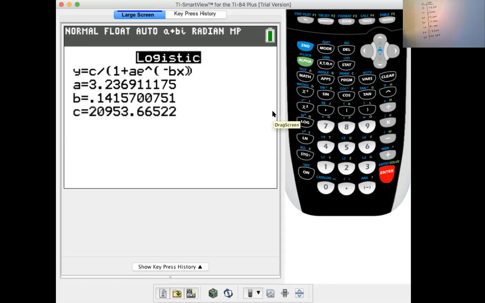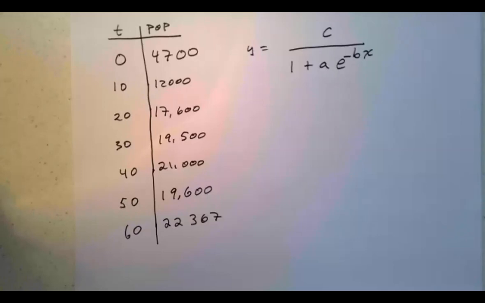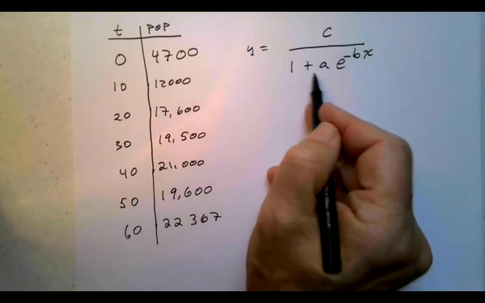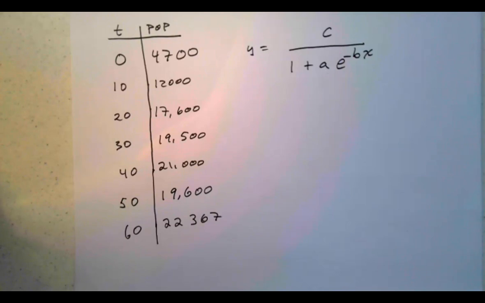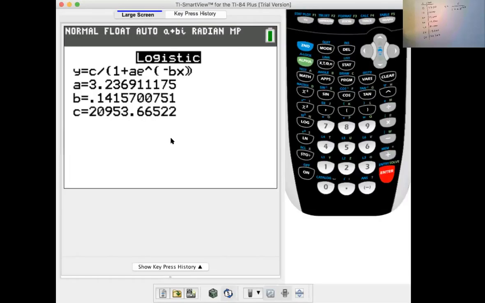All right, so it's a little hard to read this. Y equals C over 1 plus A e to the negative bx. I want to make sure you're clear on that. So I've written on the paper again, y equals C over 1 plus A e to the negative bx. So what are A, B, and C that they're giving us here? A is 3.2369. B is 0.14157.